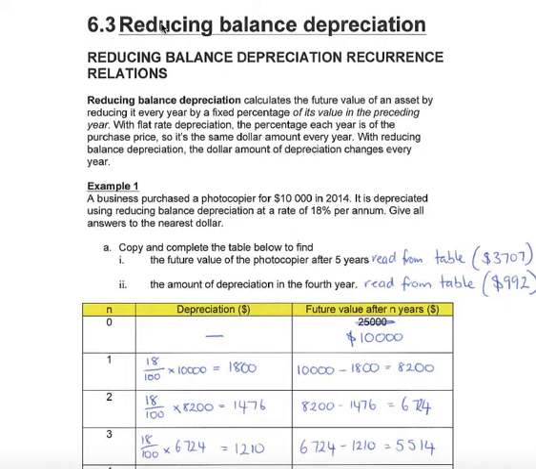Okay, so we're looking at the final depreciation method, which is reducing balance depreciation through recurrence relations. It calculates the future value of an asset by reducing it every year by a fixed percentage of its value in the preceding year. That's similar to, remember, compounding interest. So it depreciates based on the year before or prior.